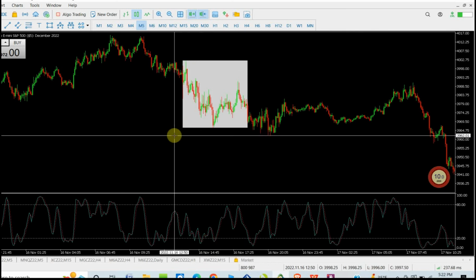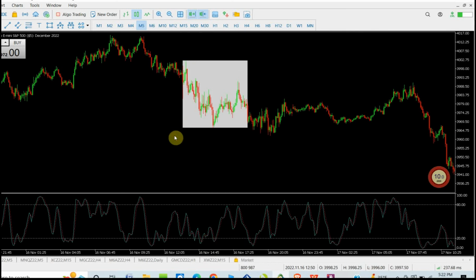Okay? So basically, you're looking for, if the market is above, in the case of a short position, above the 80 level, or in the case of a long position, below the 20 level, when New York opens, look for divergence and then trade in the opposite direction. Okay?